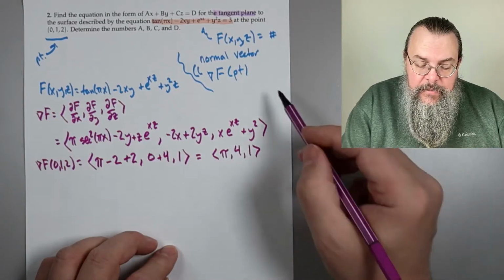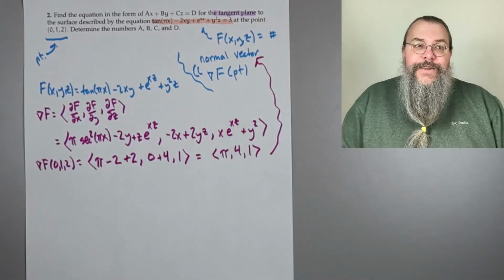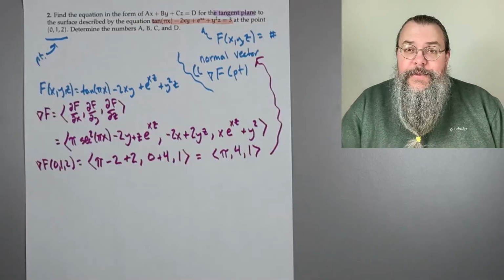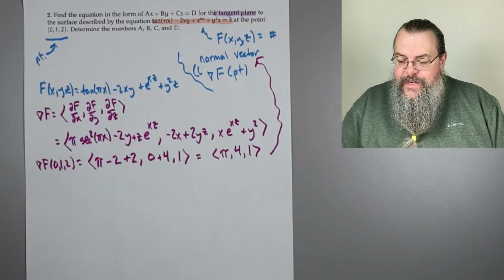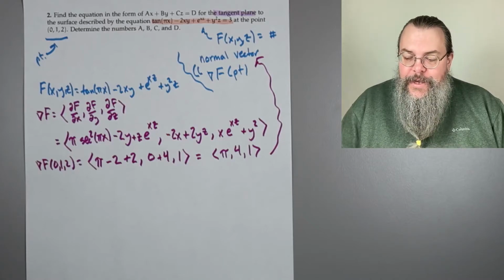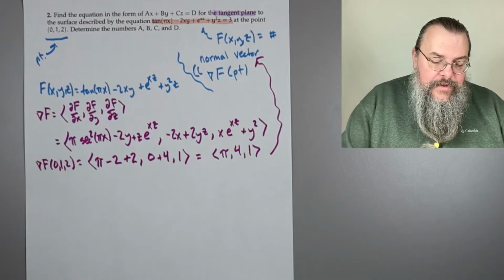All right, and remember, that's our normal. So we've got our point, it was given to us. We've got our normal vector. We found it using the gradient, and their powers combined, they will give us what we need. All right, so that's what our plane looks like.